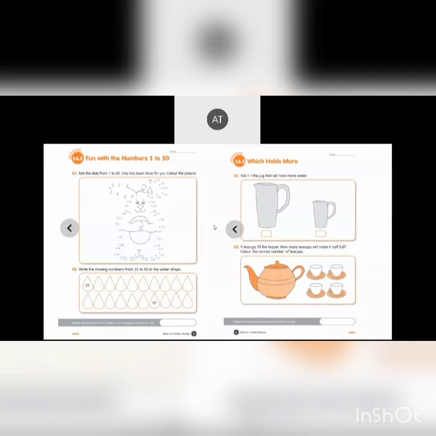So, in today's math time, we learn to measure and compare the capacity of the containers using non-standard units. Yes, using non-standard units. That is, you can measure using cups, bowls or spoons. Yes. And also we measured and compared the capacity of the jug and the cup by observing the video.